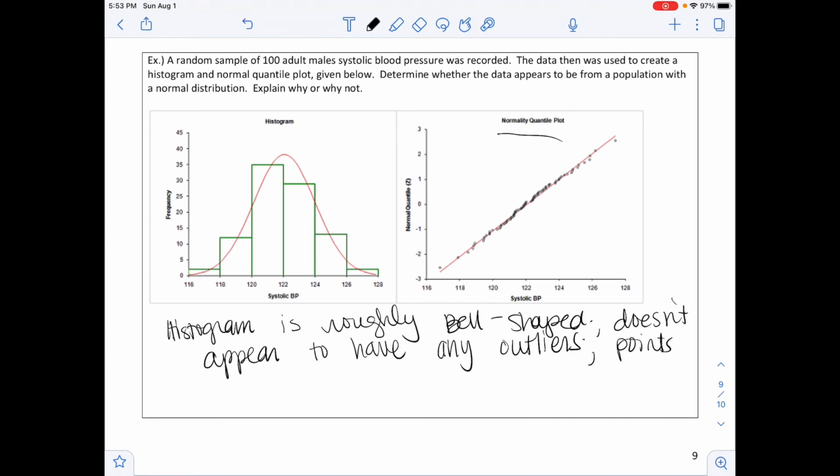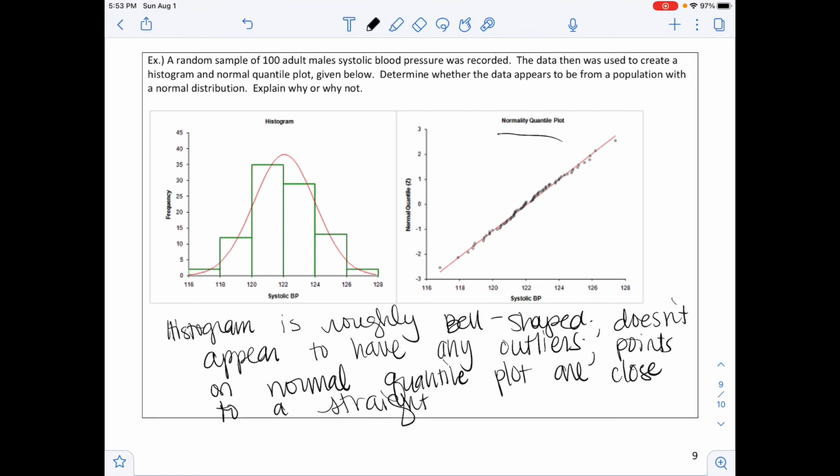So points on normal quantile plot are close to a straight line.